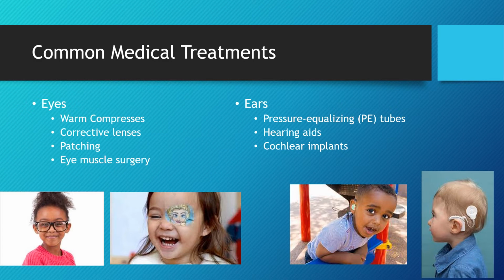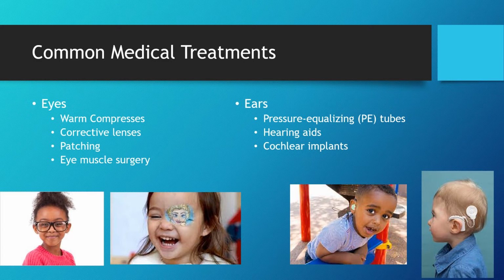Patching can also be a treatment, and that's applying the patch to the healthy eye to strengthen the weaker eye. And then eye muscle surgery is just that surgical alignment of the eye, and that's usually done with strabismus that can't be corrected without patching.